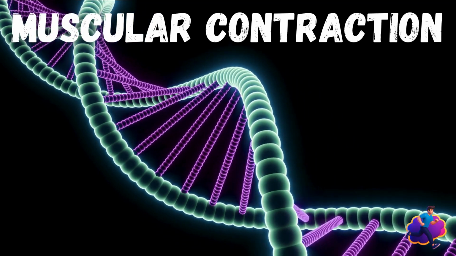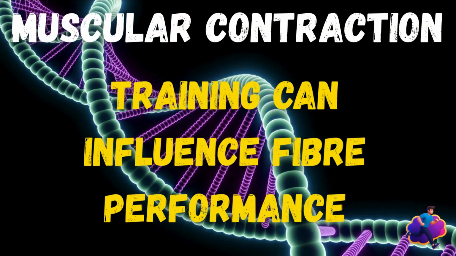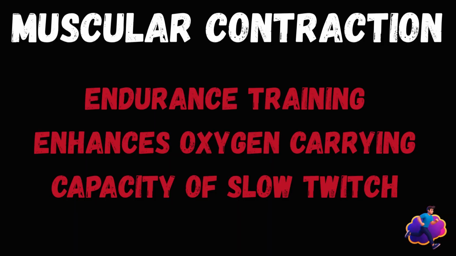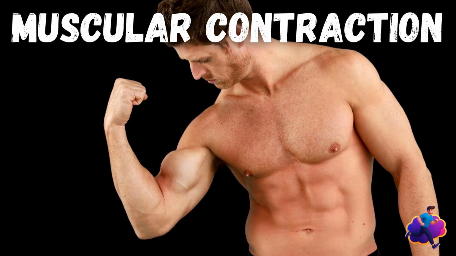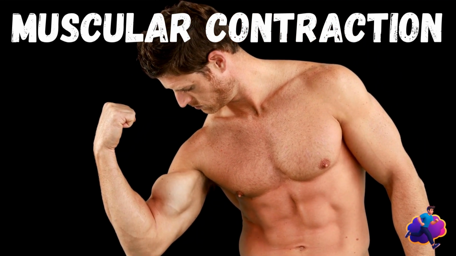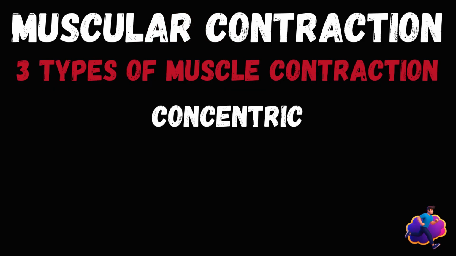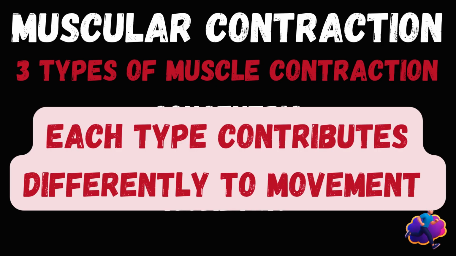The proportion of fiber types in an individual muscle is largely genetic, but training can influence their performance characteristics. Endurance training enhances the oxidative capacity of slow twitch fibers, whilst resistance or power training increases the strength and size of fast twitch ones. So now let's look at how muscles actually contract to produce movement. There are three main types of muscular contraction: concentric, eccentric, and isometric. Each type contributes differently to movement and stability.